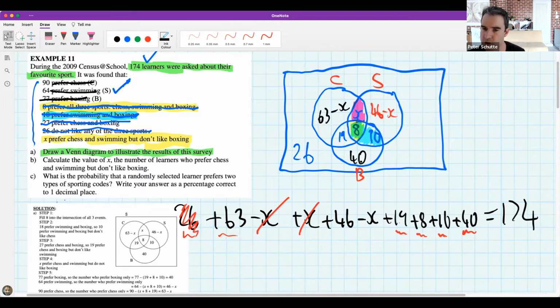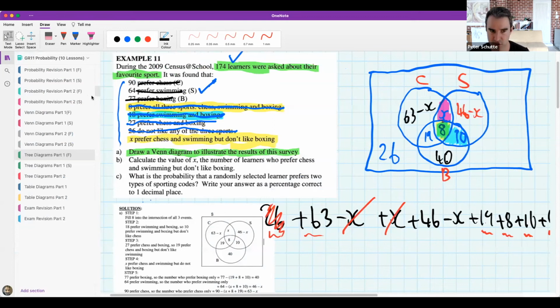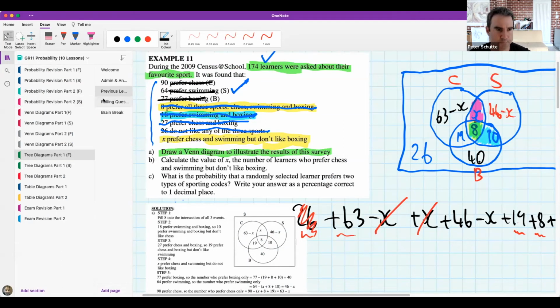Just wait a moment or two. Okay, so I think this has got to do with the wording of the actual question. And so because of the 26 overall, I'll come back to this in a future lesson. But for now, let's move on to the main topic of today, which is the tree diagram. Okay, and then I would recommend having a look at the previous lesson for more practice on the Venn diagram.